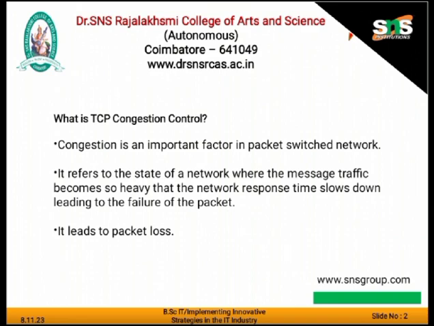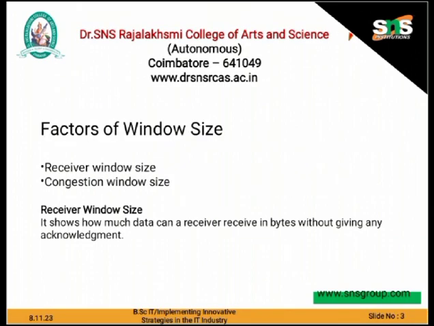Inside congestion control, we have to consider two factors: receiver window size and congestion window size. The first one is receiver window size. The sender must know, before sending the packets, about the receiver's capacity, that is, how much data the receiver can forward to the neighborhood node. This is the receiver window size. It shows how much data a receiver can receive, in terms of bytes, without giving any acknowledgement.